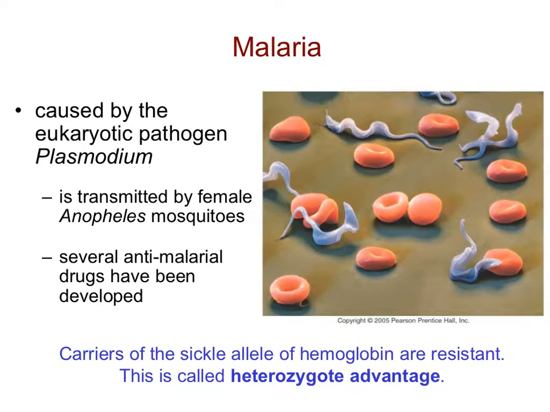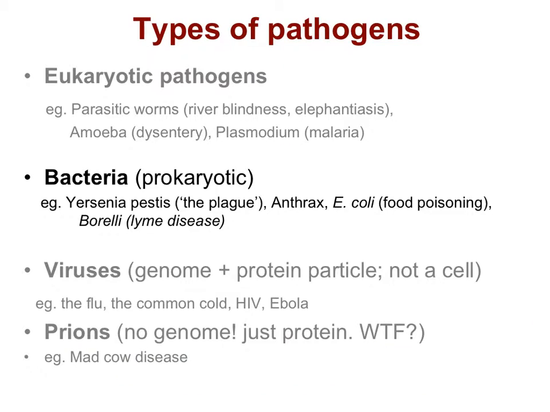The malaria parasite is proving it's getting resistance to various drugs they use to control it. So they are also looking for new drugs. And it's transmitted by the female Anopheles mosquito. Okay.